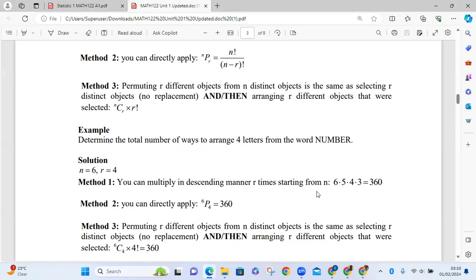And method 2, you can directly apply 6P4, which is equal to 360 in your calculator. Or you can view it as permuting r different objects from n distinct objects is the same as selecting r distinct objects without replacement and then arranging the r different objects that were selected. So that will give you 6 choose 4 times 4 factorial, which is the same 360.